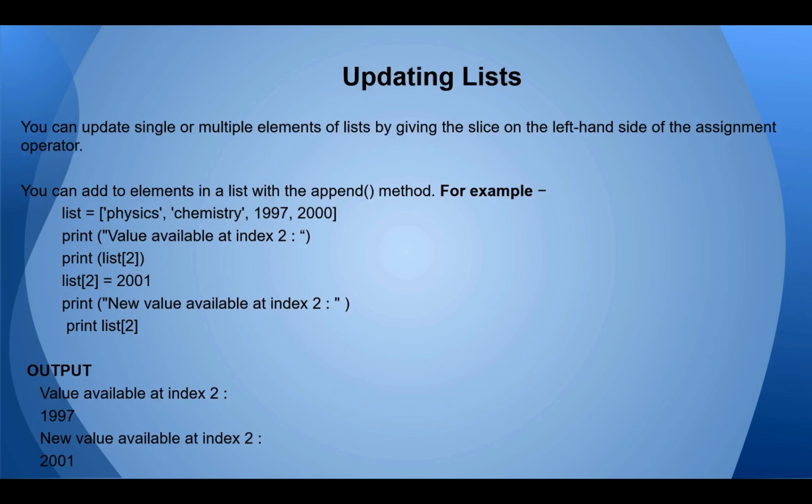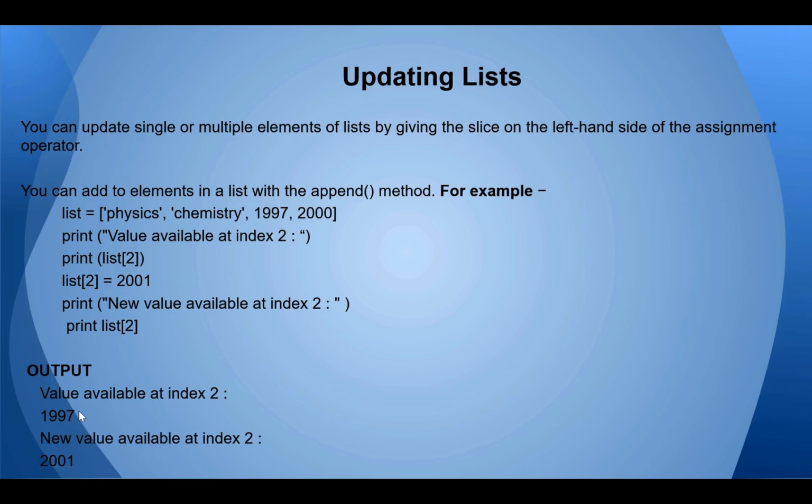Now if you have to update a list, that means you have to change the existing value, or you have to add a new value. How to do that? So first of all, this is my list in which I have elements: physics, chemistry, 1997 and 2000. Now I want to print the value that is available in index number 2, right? So I will just write print list index number 2. So I will get the value 1997.